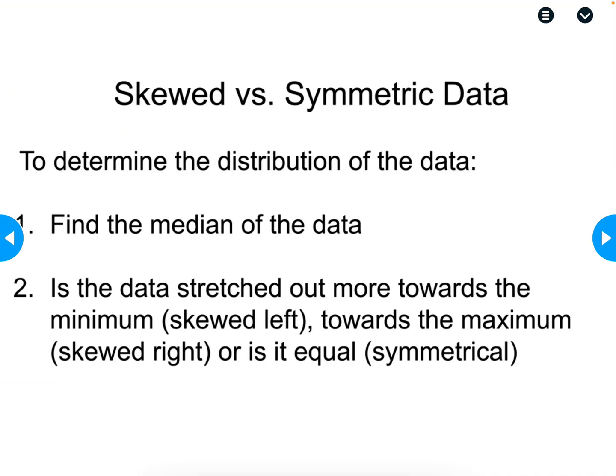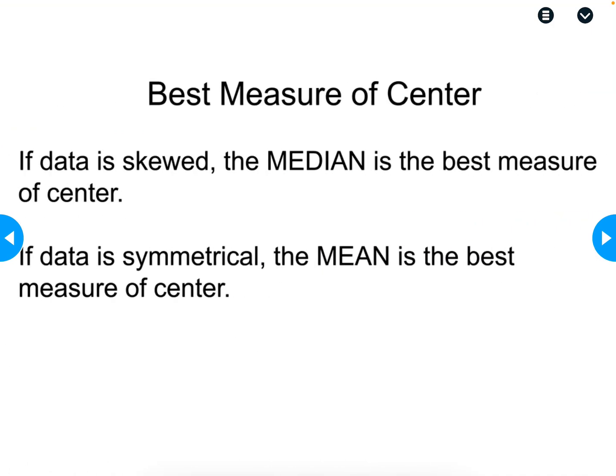So when we're finding out the distribution of data, we first mark the median of the data and then look at the distance from the median to the maximum and the distance from the median to the minimum. If the distances are equal, the data is symmetrical. If it's longer and stretched out from the median to one of them or the other, then the data is skewed.